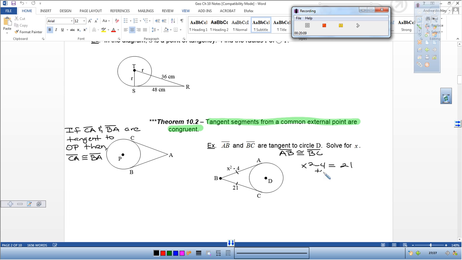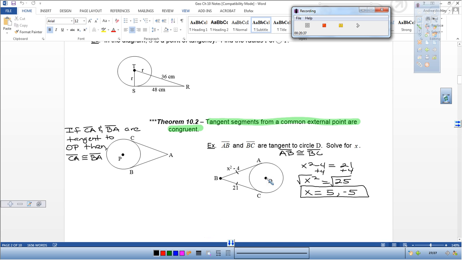I'm going to add 4 to both sides. You're going to get that x squared equals 25. Now I'm going to square root. And I'm going to get x equals, what's the square root of 25, class? 5 and negative 5. I don't know if the negative 5 times negative 5 got me that positive 25. Any questions over that?